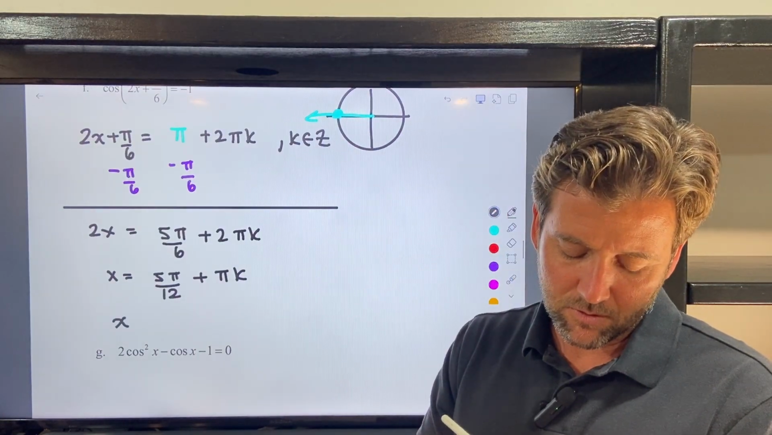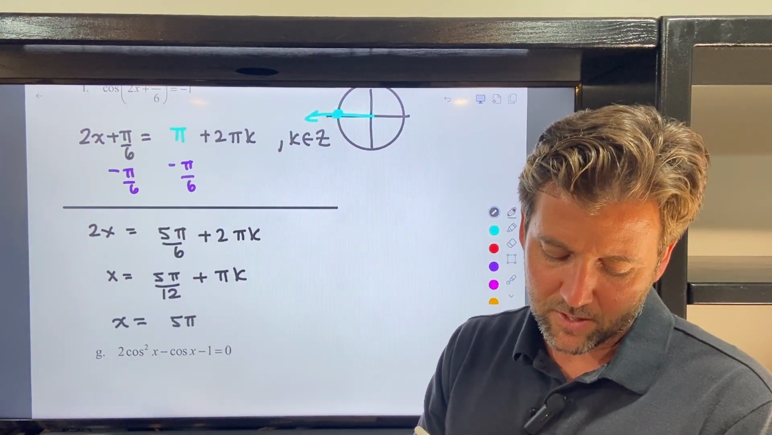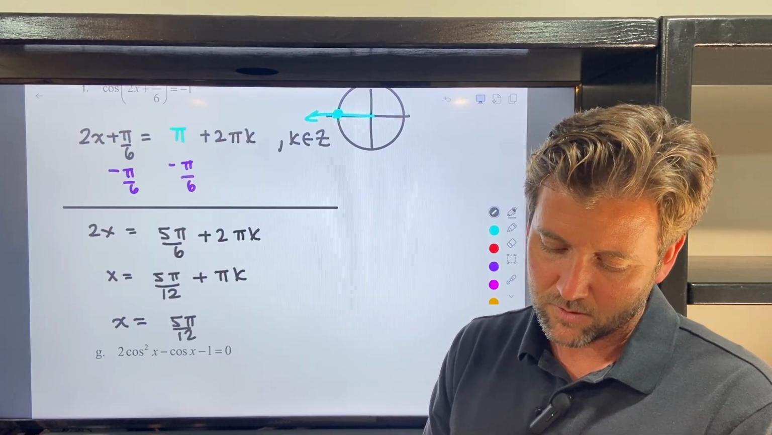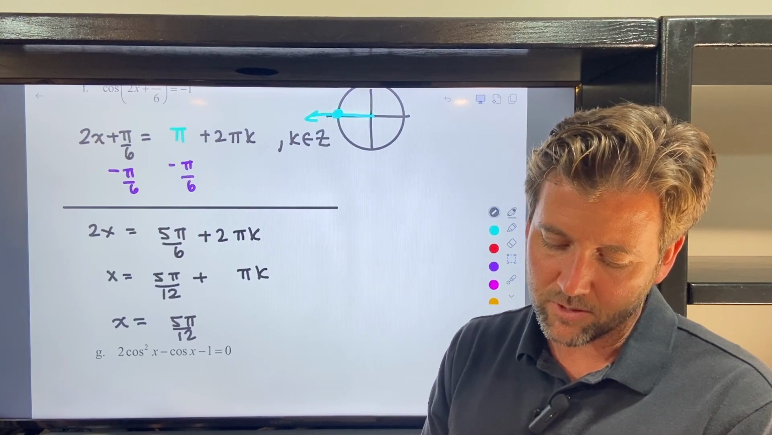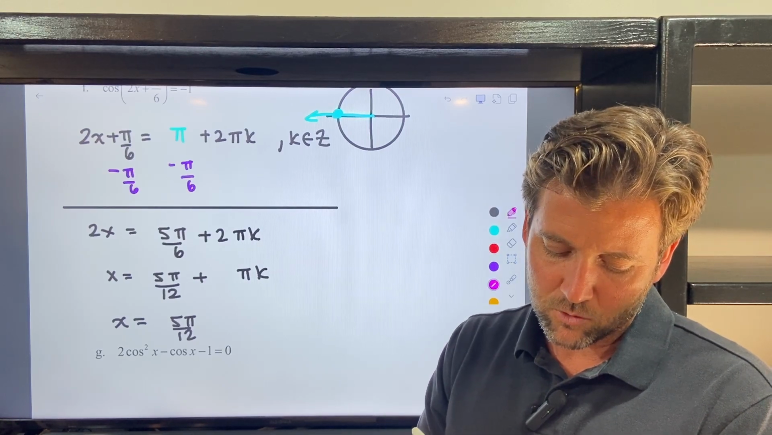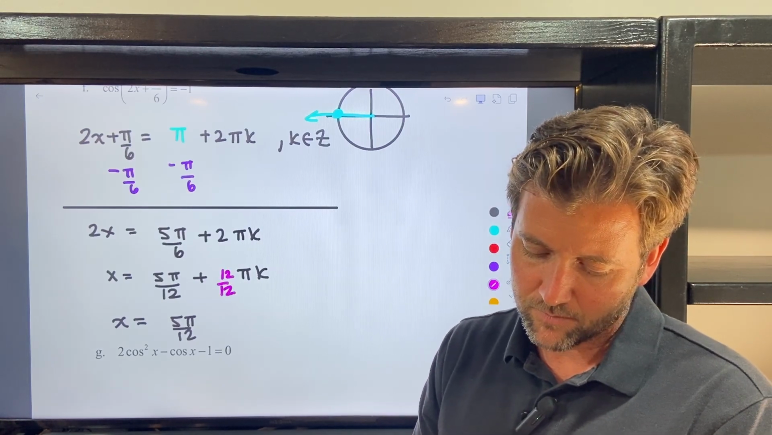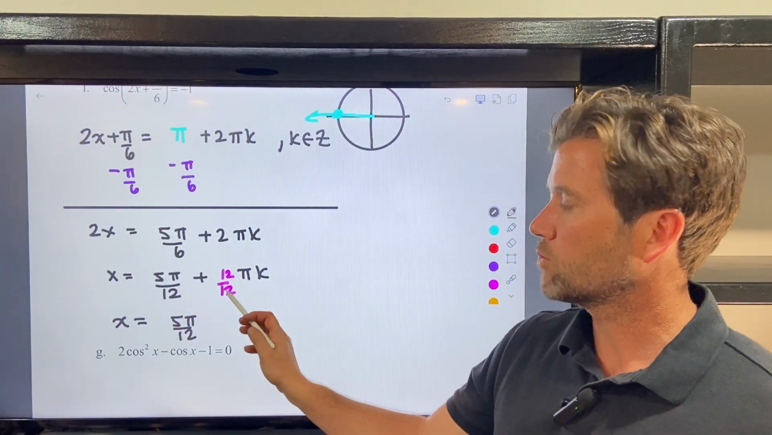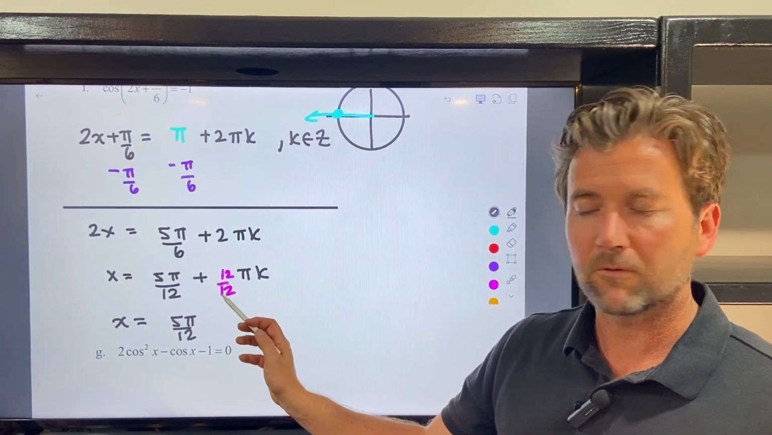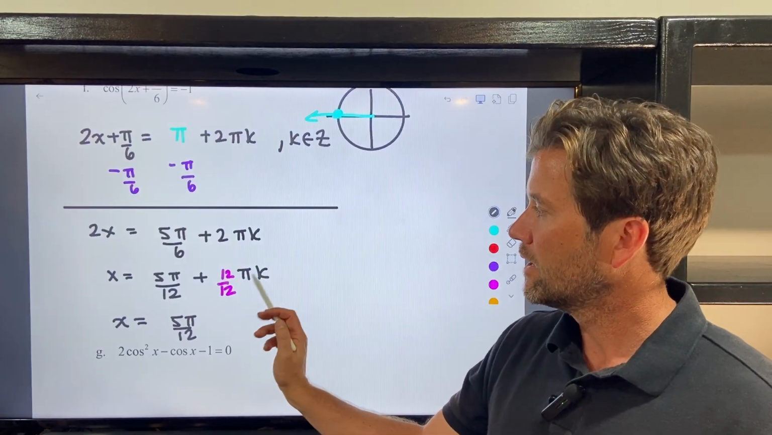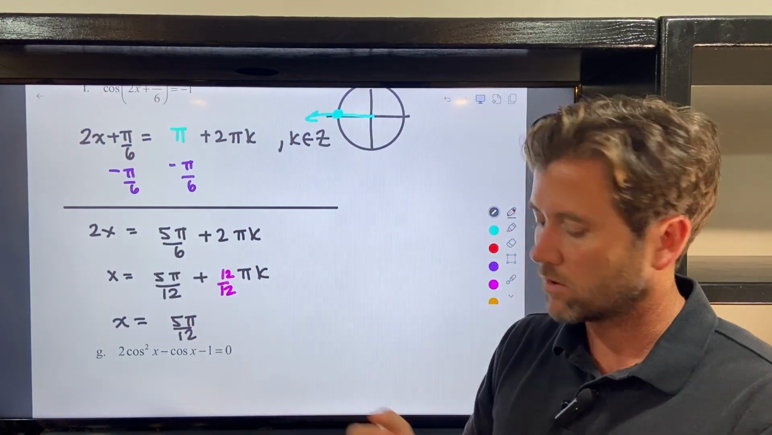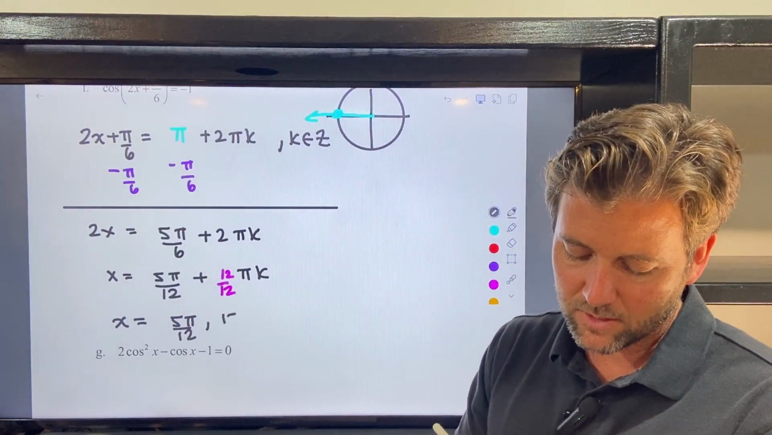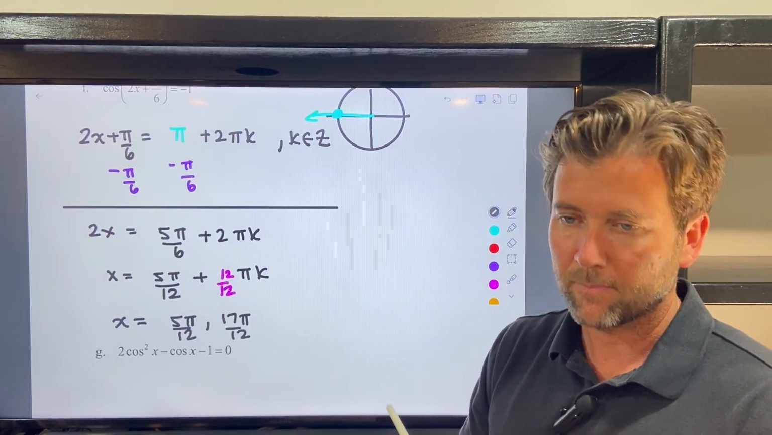If k is 0, we get 5 pi over 12. If k is 1, I'm going to create a common denominator, multiply this by 12 twelfths. I think you agree that 12 twelfths is the same number as 1, it just looks different. So this is still 1 pi k. If k is 1, I have 5 pi over 12 plus 12 pi over 12. That will be 17 pi over 12.